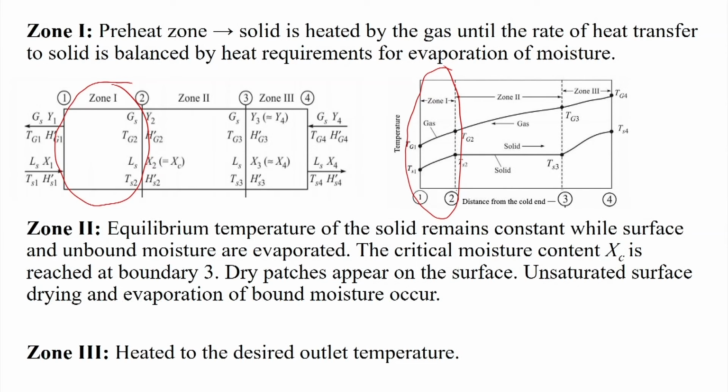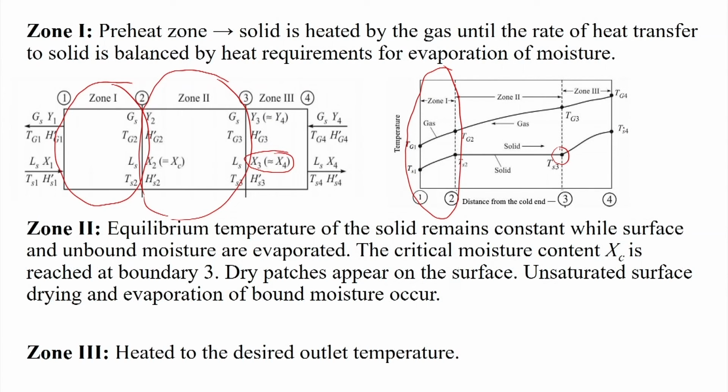So, this is a preheat zone, and I discussed earlier that in this preheat zone the temperature of the drying gas is minimum: when it enters, its temperature was maximum, and when it reaches zone 1, its temperature has decreased to a greater extent. And in zone 2, just after zone 1 and before zone 3, the equilibrium temperature of the solid remains constant, because while the surface and unbound moisture are evaporated, the critical moisture content Xc is reached at boundary 3. Here the critical moisture X3, and X4 also, are the same, because after that the moisture is not removed from the system, only the temperature increases.